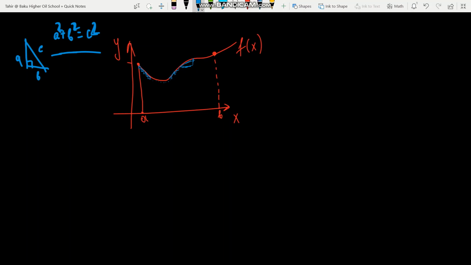What is this part of the triangle? It is delta x. It is how much our x value changed from this point to this point, and think of it as an infinitely small part of this function. And here the projection can be seen on the y-axis, and therefore it is delta y, which is the infinitely small change on the y-axis.